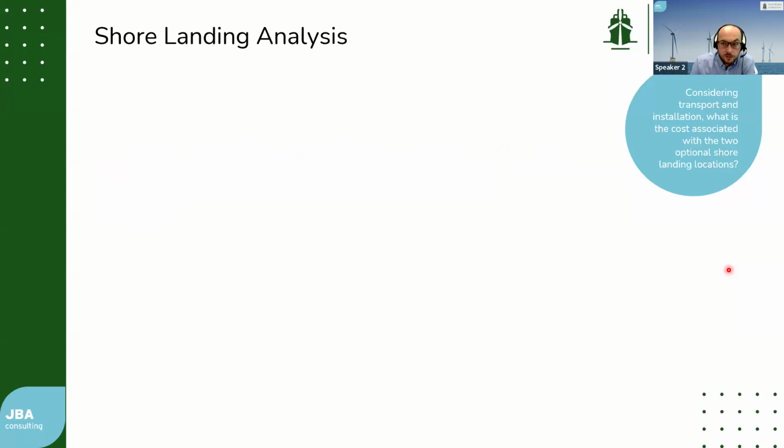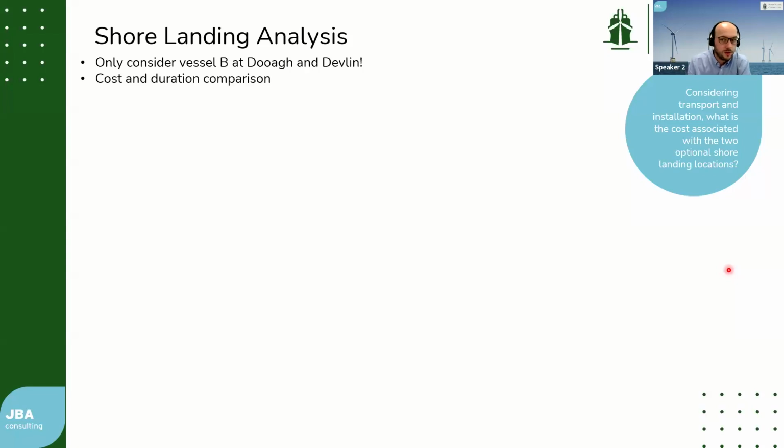So for our shore landing analysis, we are just going to consider vessel B at Dua and Devlin. The reason we've selected this is that we want to do an apples for apples comparison between the shorter cable route and the longer cable route, so we can understand the cost using the same vessels. In this case, vessel B is the only vessel that can install the longer cable route in a single length. So I'm going to present here the output from the 4 coast models that we used, and we're going to look at the duration and the cost.